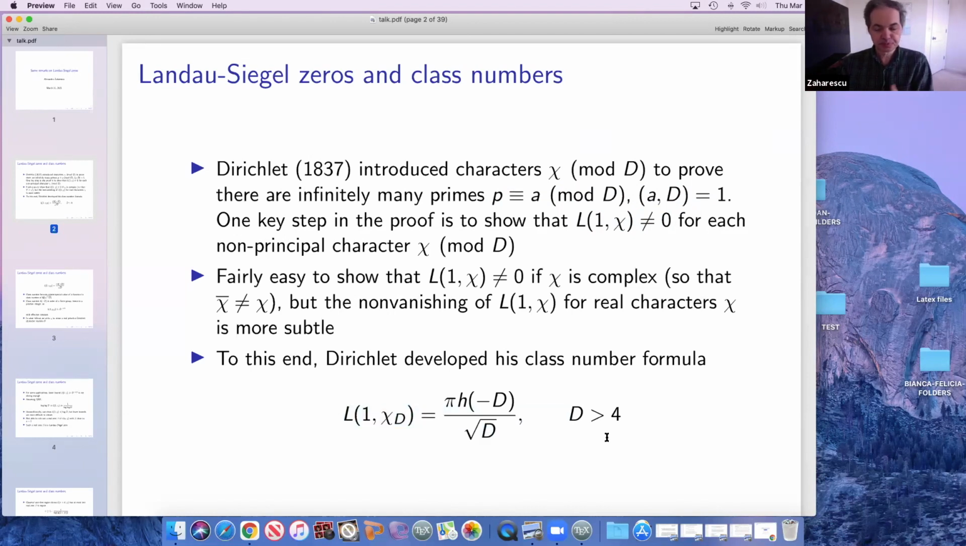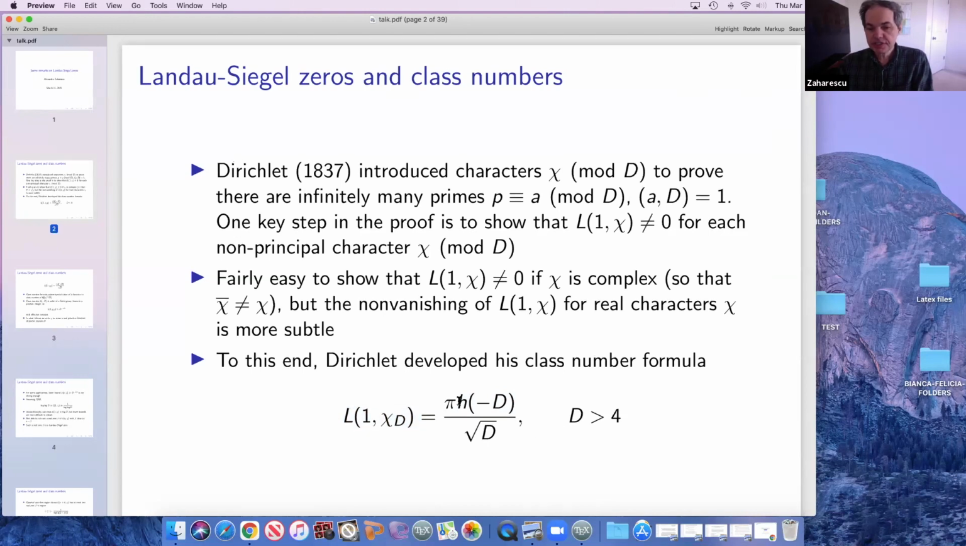If we have an imaginary quadratic number field and h(-d) is the class number, then we have this connection with L(1, χ_d). So in this way, we know that since the class number is positive, is at least one, it's the number of elements of a finite group, then L(1, χ_d) is larger than or equal to π over square root of d. So a constant over square root of d.